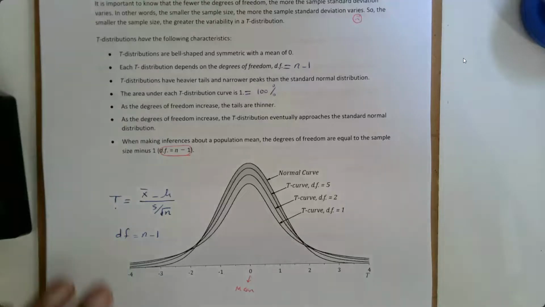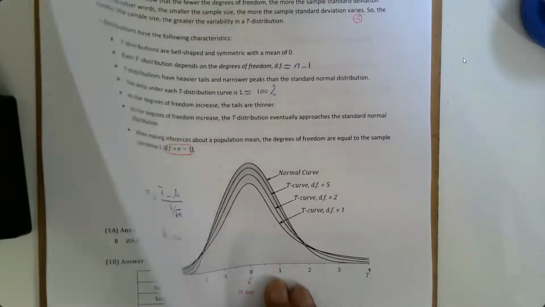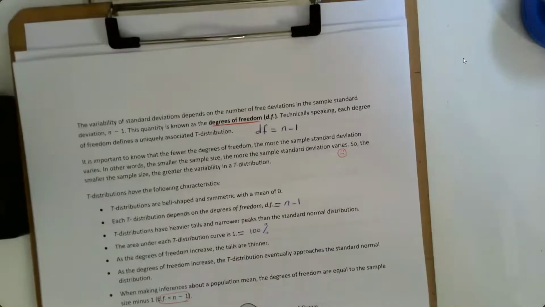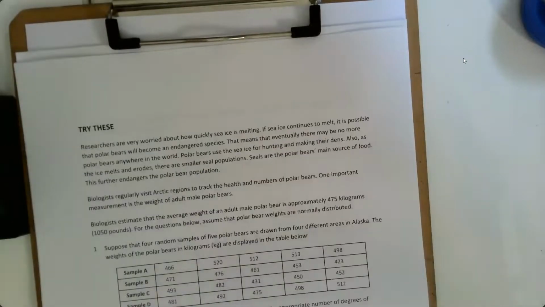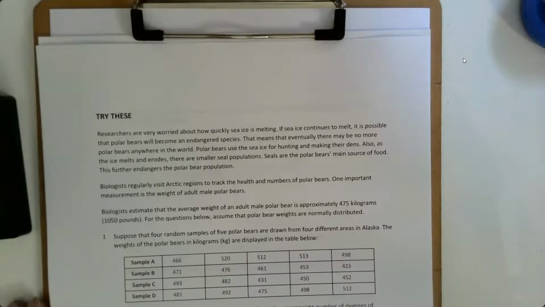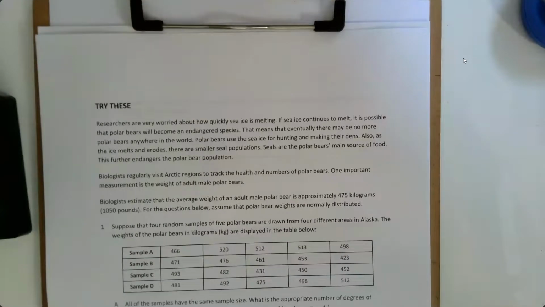Well, let us take a look at a couple of examples here. Try these. Well, okay. Let's see what do we have here. What is given to us?